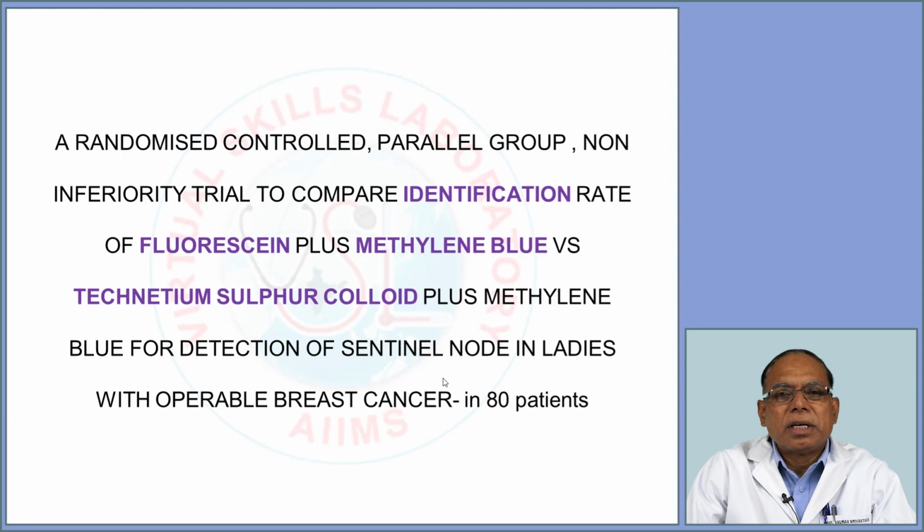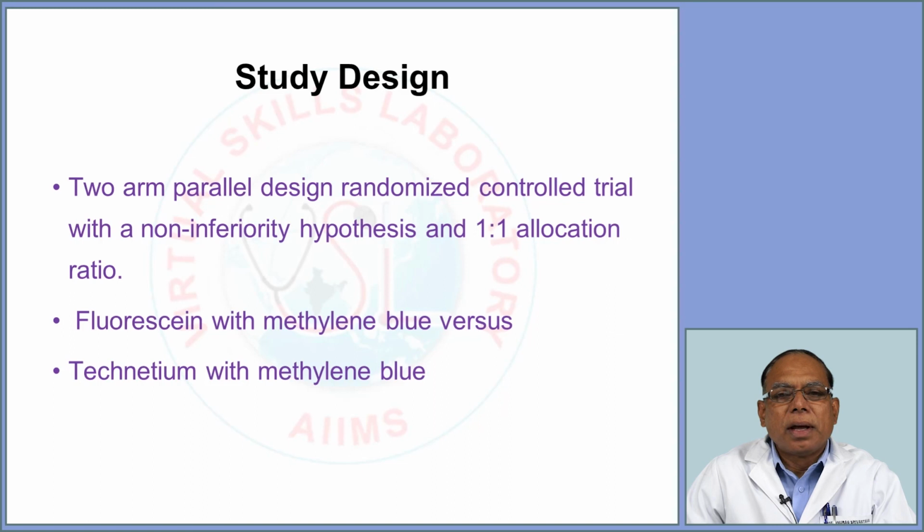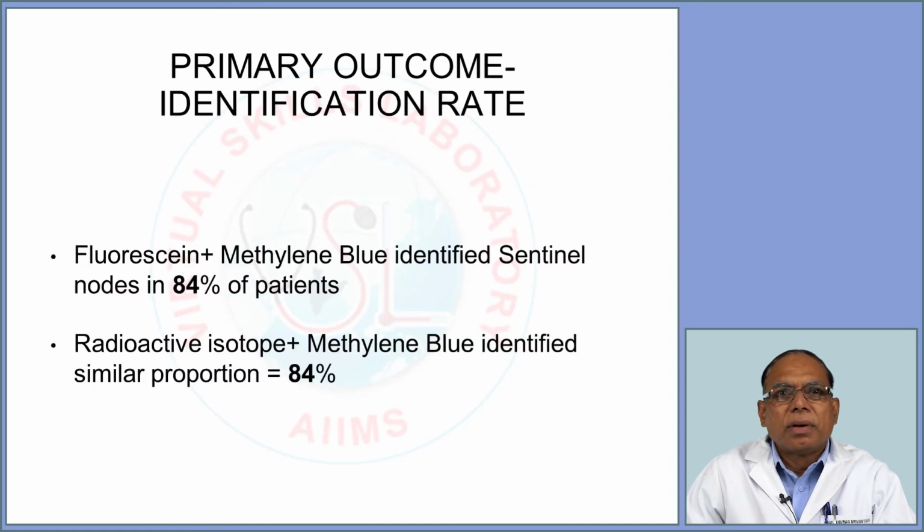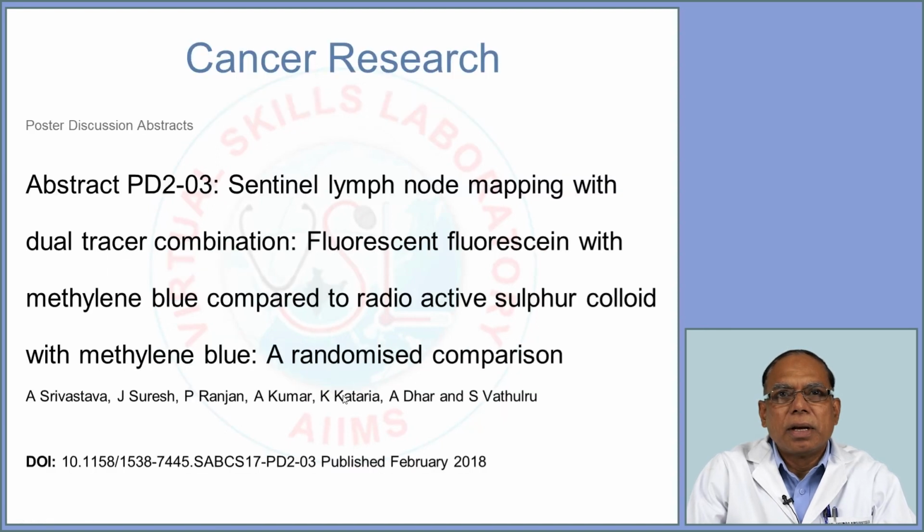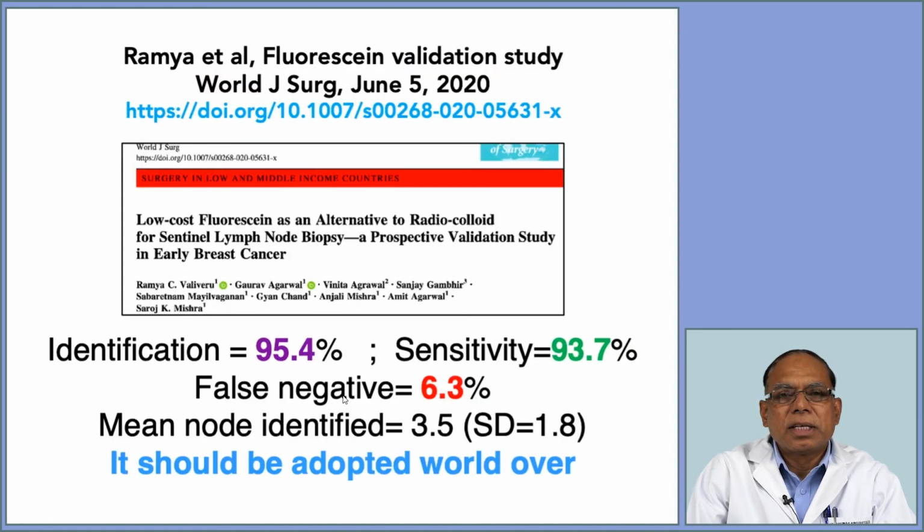Based on these encouraging results, we then embarked upon a randomized trial with non-inferiority hypothesis at the All India Institute of Medical Sciences, New Delhi. This is an ongoing trial, and so far we have achieved an identification of sentinel nodes when we used a combination of fluorescein and methylene blue in 84% of patients, which is similar to that achieved by combination of radiotracer with methylene blue. These results have been presented in the San Antonio Breast Cancer Symposium.